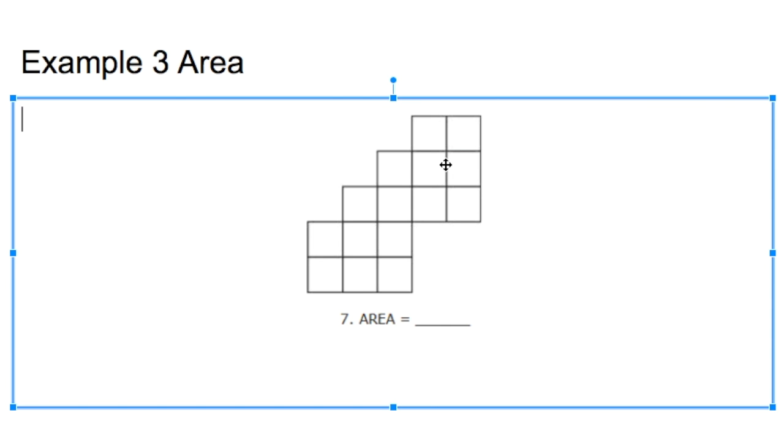So it would probably be around 15 if you would do this. So you could just do 6 plus 8 plus 3. You could also do that right there. But yeah, that would be your area for example number 3. And on to your assignment next.